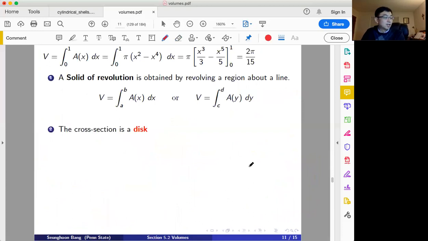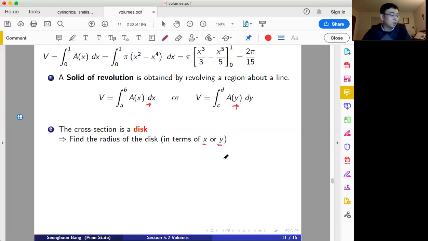So if the cross section is a disk, find the radius of the disk in terms of x or y, depending on which equation you want to use. You can use this one in terms of x, this one in terms of y, depending. So what's the area A? The area of the disk is the area of a circle, pi times radius squared.